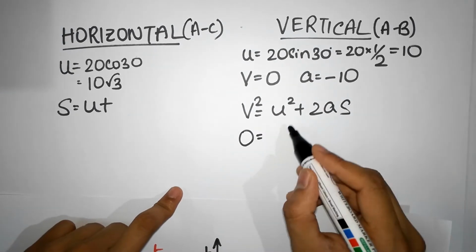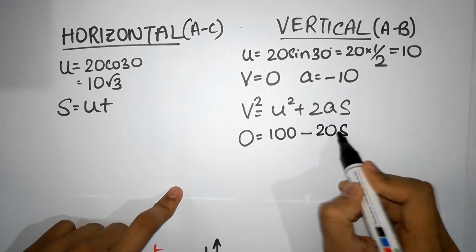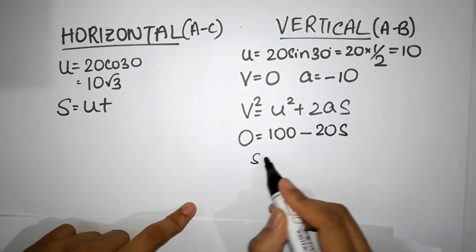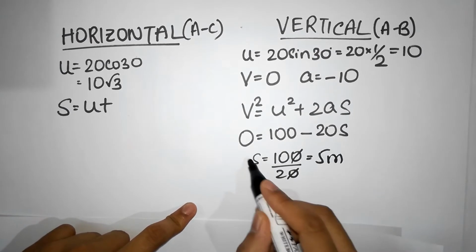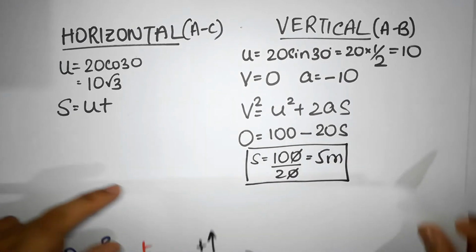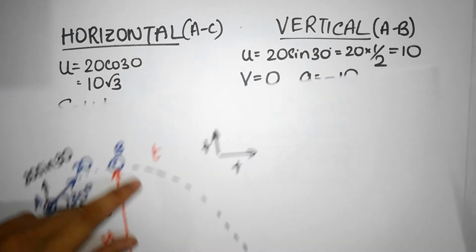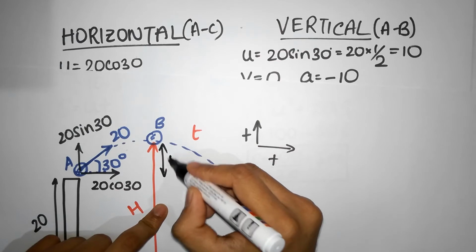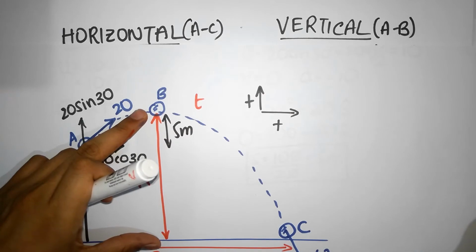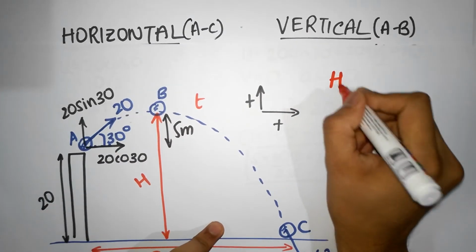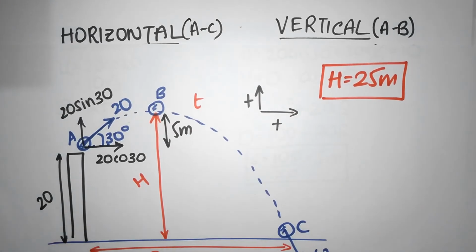So 0 equals u squared, which is 100, minus 20s. So if you solve this, you get s as 100 by 20, which is 5 meters. There we have it. So what we have found out is the distance from A to B, this vertical height, is 5 meters. So this is 5. Since we already know that this is 20, that means the total distance should be 25. So we have found out our first answer. Height is 25 meters. Ta-da!